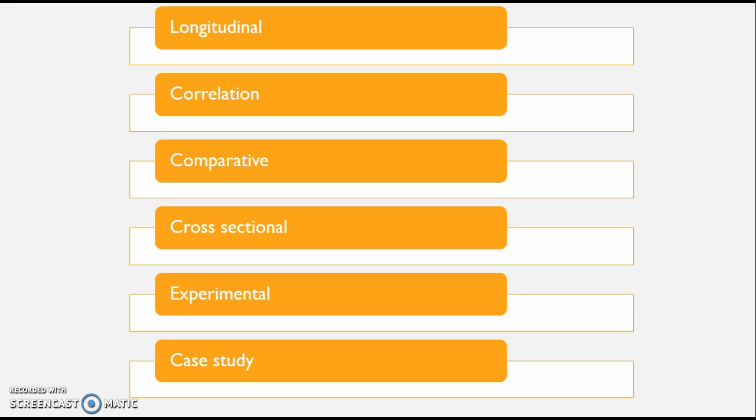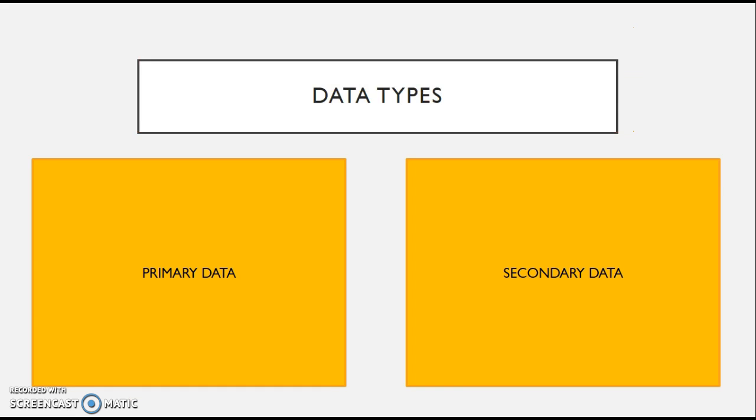So rich data is collected from this. However, time is an issue because it can take a very long period of time. As this type of study is so specific on one group of people, it cannot be generalized to the rest of the population. So next we have different types of data.